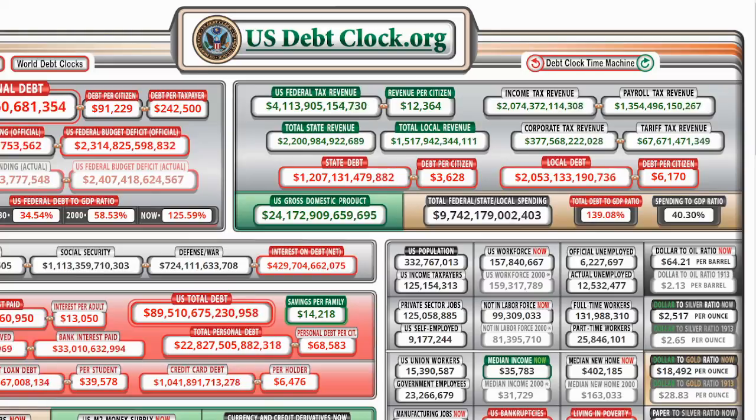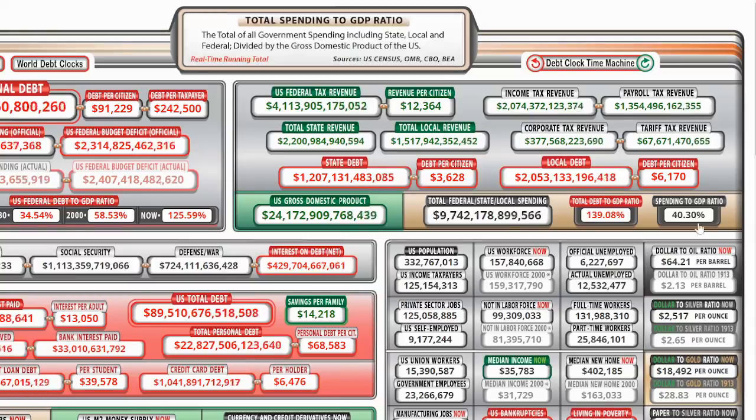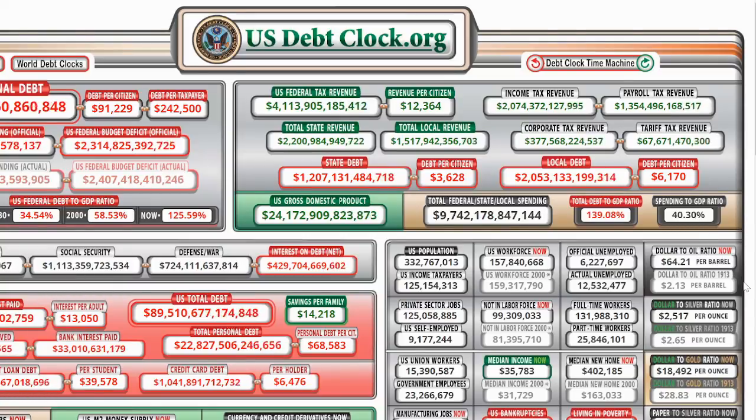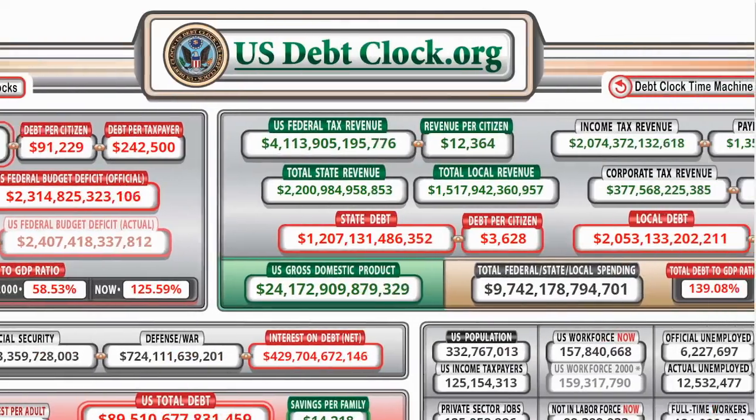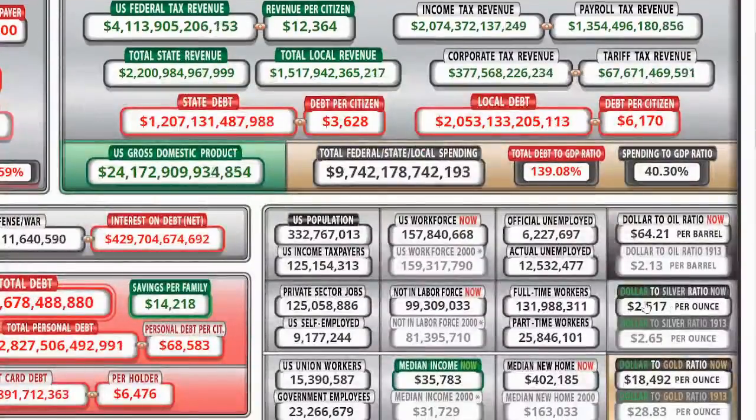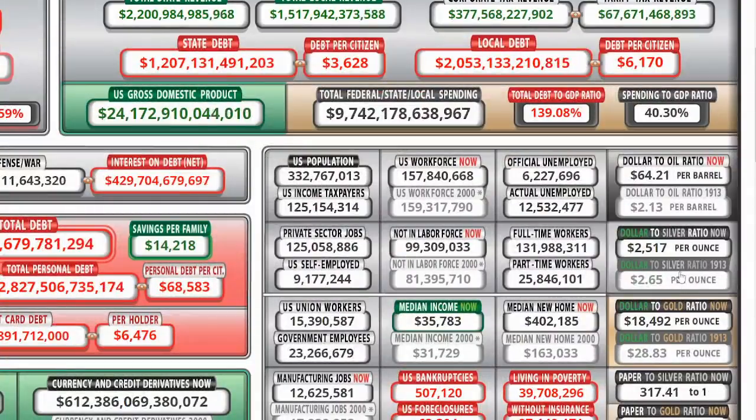The $2,517 per ounce is indeed the ratio. And if we take a look at this, I'm going to zoom in here. We'll take a peek at it. We can see here that it is the dollar to silver ratio now. And you can see what it was compared to 1913, 1913 being the year that the Federal Reserve Act was enacted. As you can see, there were $2.65 worth of notes or coins produced each year for every ounce of silver mined.